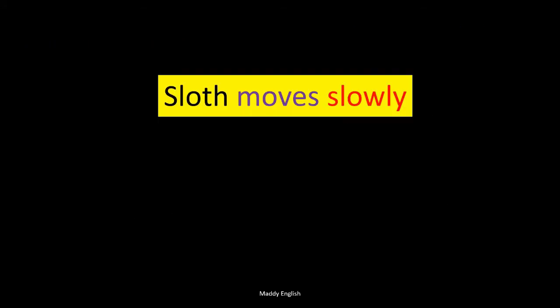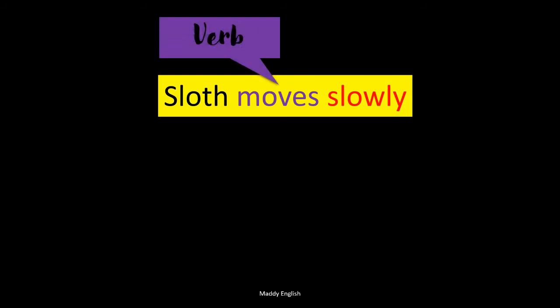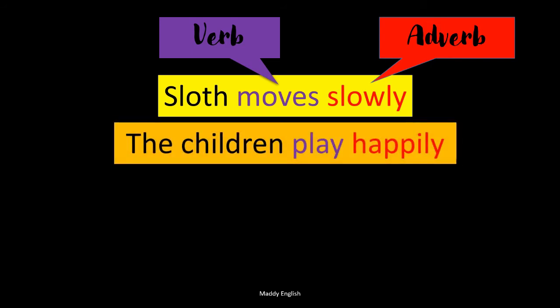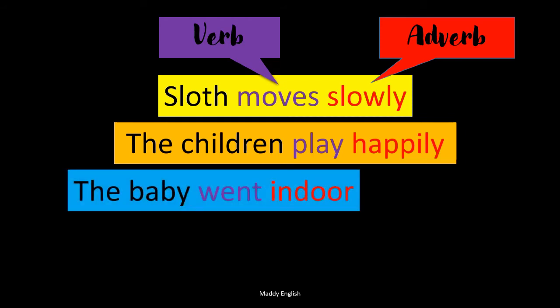Look at this example on the usage of adverbs. Sloth moves slowly. Slowly describes how quick or how slow the sloth moves, which illustrates the action moves. The children play happily. The verb play is used, and to describe the action playing, the adverb happily was used. The baby went indoor. Went is a verb, while the adverb indoor describes where the baby is.